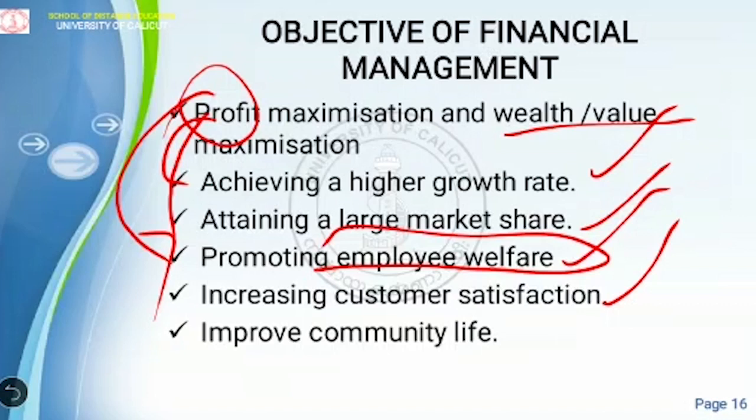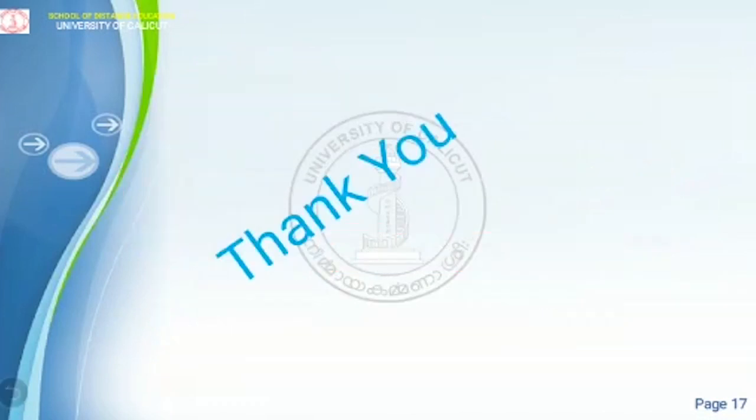Then improving community life by providing welfare of the community, contributing something to the welfare of the society. So these are the major things you had to go through in your first chapter, module 1. It is just a general outline. In the later classes we will discuss capital investment decisions, dividend decisions, working capital etc. So thank you all.